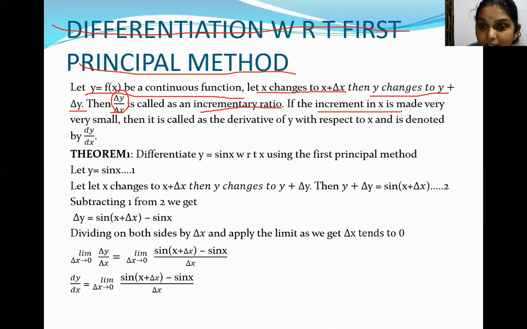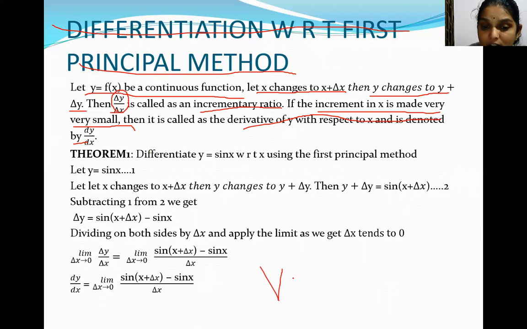If the increment in x is made very, very small, negligible, let the limit as delta x tends to 0, then we call that the derivative of y with respect to x, and it is denoted by the symbol dy by dx. Already you are familiar with this concept in your physics.